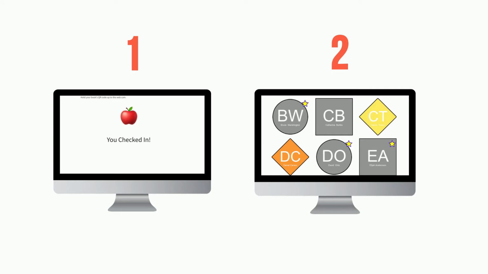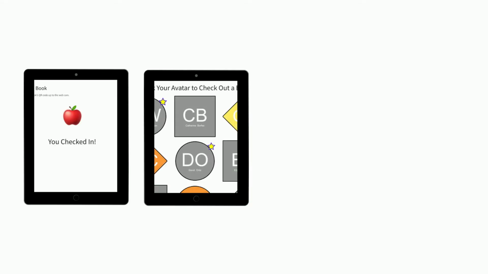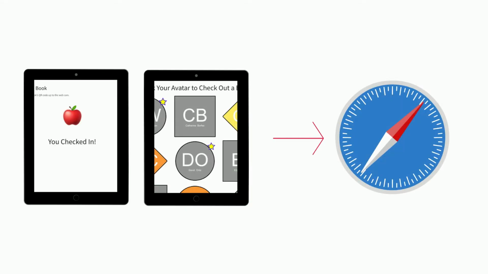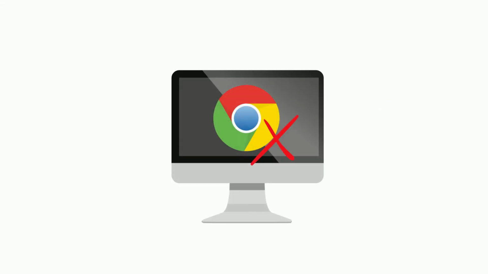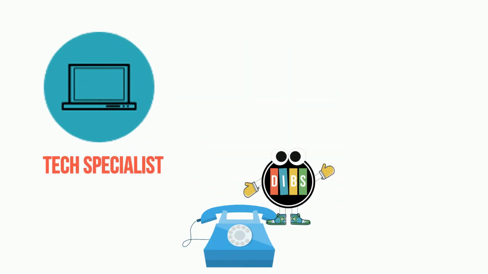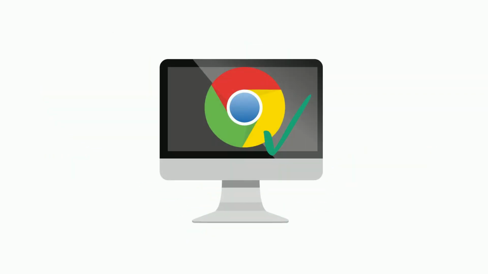First, identify the two devices you'll be using for DIBS. Remember, these only need to be utilized for DIBS during the morning check-in and check-out. After that, they can be used for anything else you need in your classroom. If you're using iPads, you'll need to use Safari as your DIBS browser. If you're using a laptop or desktop computer, you will need to use Google Chrome as your DIBS browser. If you don't have the Google Chrome browser for your computer, stop here and either contact your school's tech specialist or the DIBS team. Once you have Chrome, we can begin.